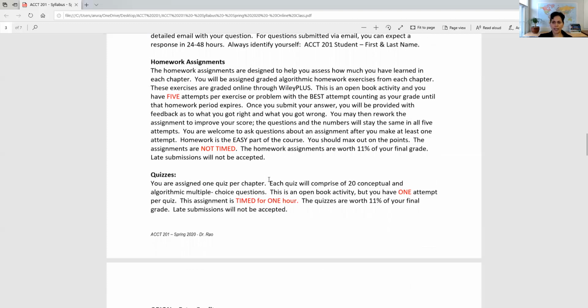Homework assignments, that's a problem. You have 5 attempts for each problem. The quizzes, there's only 1 attempt. The quizzes are all multiple choice questions. Both of these are open book assignments.